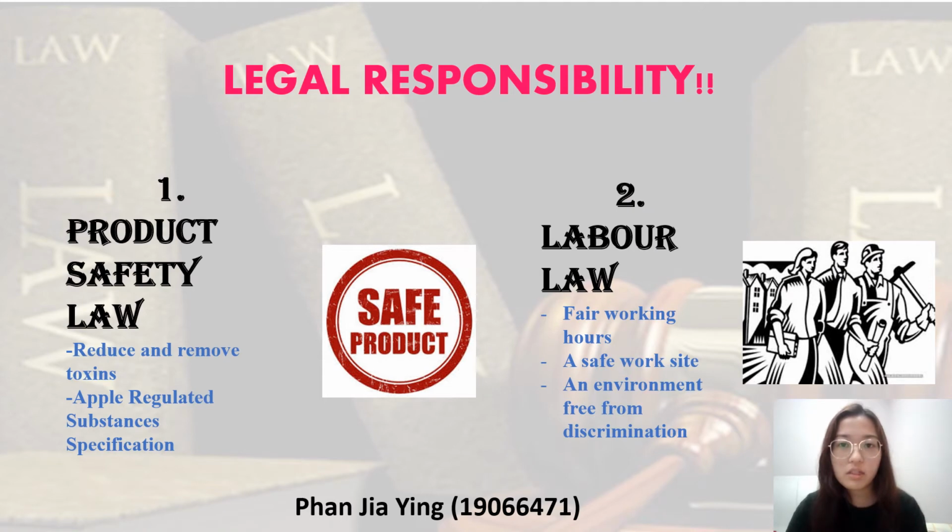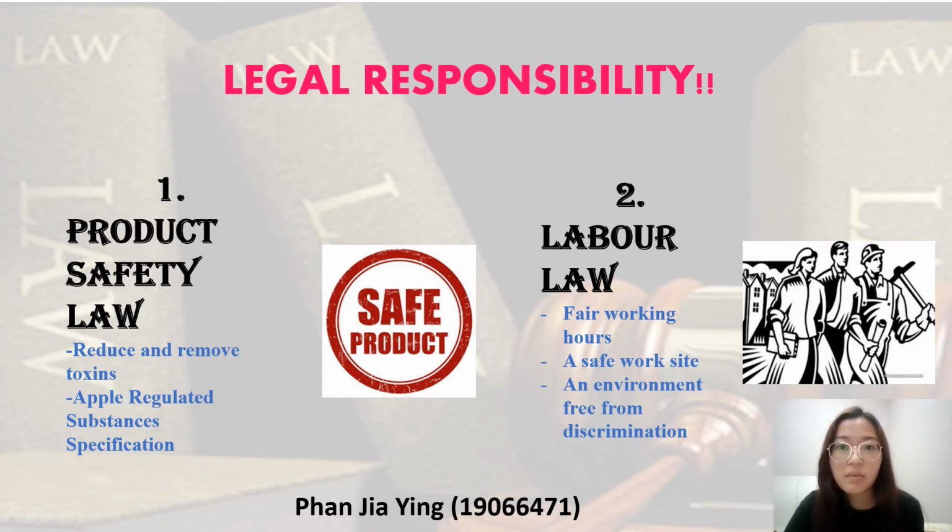For the legal responsibility part, Apple has followed the product safety law and also labor law set by the government when operating their business. To comply with the product safety law, Apple has implemented different measures to ensure that the community itself is protected from harm caused by the use of toxic substances. From the research, I found that Apple has updated the Apple Regulated Substances specification to strengthen supply requirements and restrictions on harmful substances. Apple has been identifying and eliminating harmful substances from its products since the late 1990s. In this regard, Apple is doing more than just what the law requires.